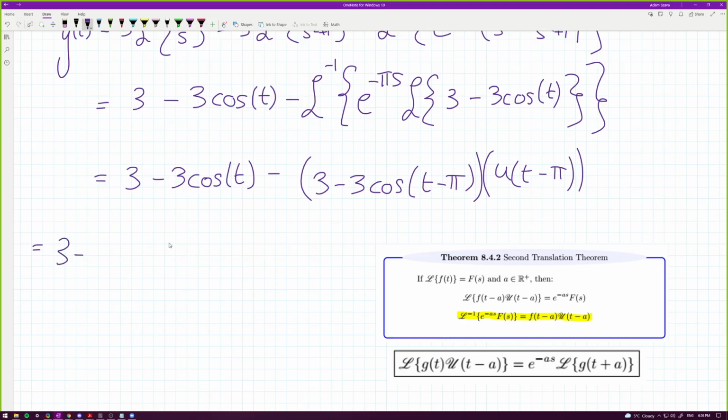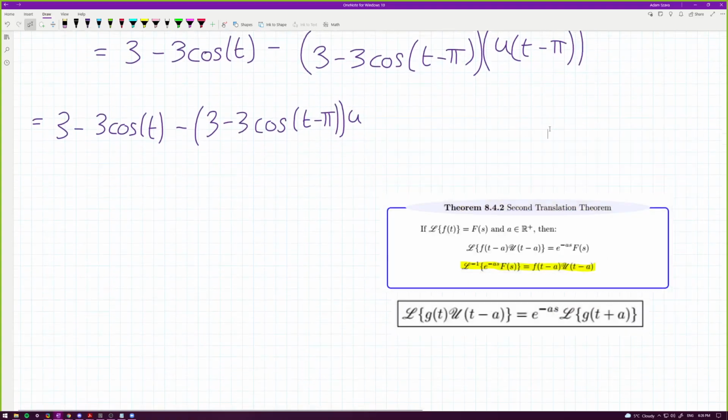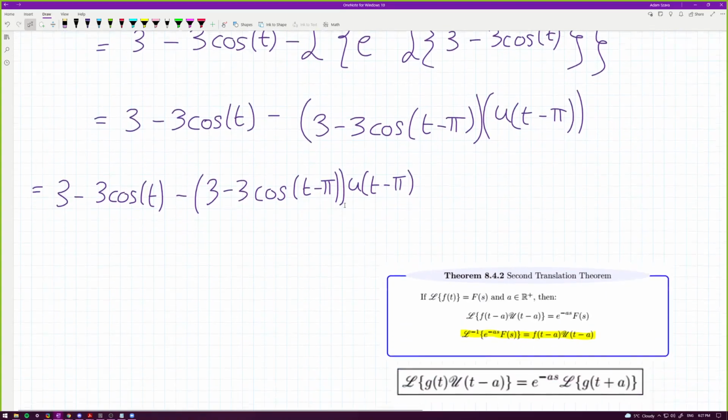From here we just write 3 minus 3 cos t, then minus 3 minus 3 cos. I'm not actually changing anything between these lines, just removing a bracket. So there we go, u of t minus pi. And there you go. Essentially that's it.